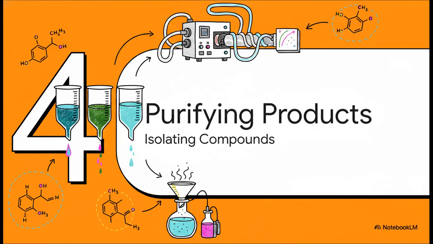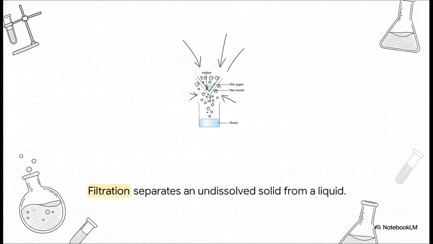Which brings us to section 4, purifying the final product and isolating compounds. Because, let's face it, real-life chemistry is rarely perfectly clean right out of the gate. The most basic way to separate an undissolved, insoluble solid from a liquid is simple filtration. We pour the mixture into a filter funnel lined with paper. The liquid molecules are tiny enough to flow right through the microscopic pores in the paper. We call this liquid the filtrate. But those larger solid particles, they get trapped up top, becoming what we call the residue.